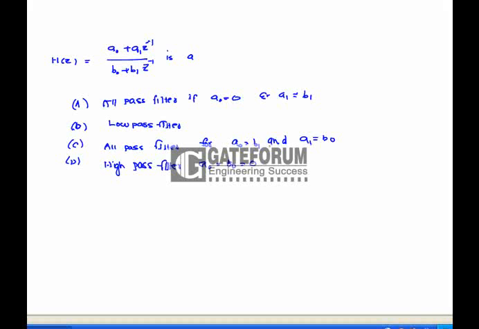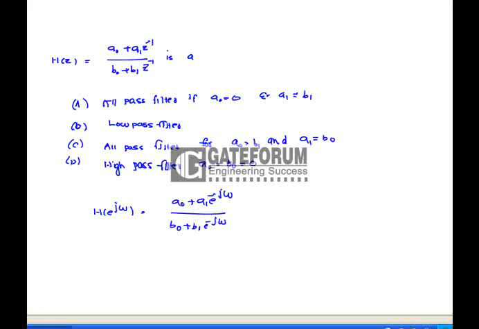H of Z is given as follows. We have to decide what kind of filter it is. See, if we write H of e power j omega, a0 plus a1 e power minus j omega over b0 plus b1 e power minus j omega, as omega tends to infinity, it is going to be a constant. As omega tends to 0 also, it is a constant.